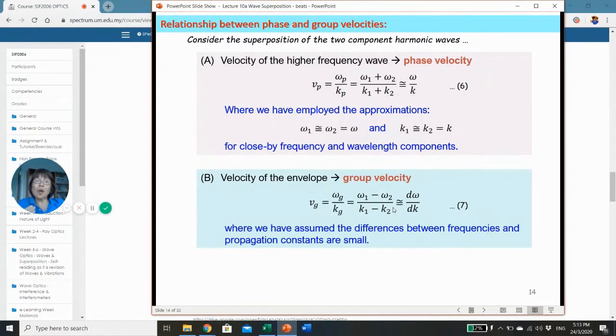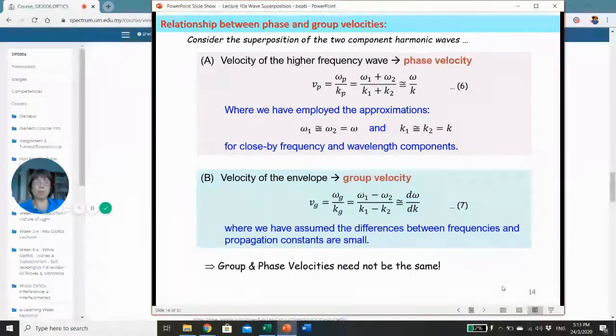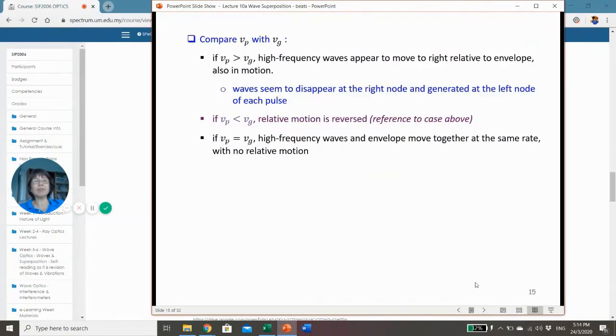So that can be approximated to d omega over dk. We have assumed that the differences between the frequencies and the propagation constants are small. The phase and the group velocity need not be the same. They can be the same, but they need not be. Comparing phase velocity and group velocity.